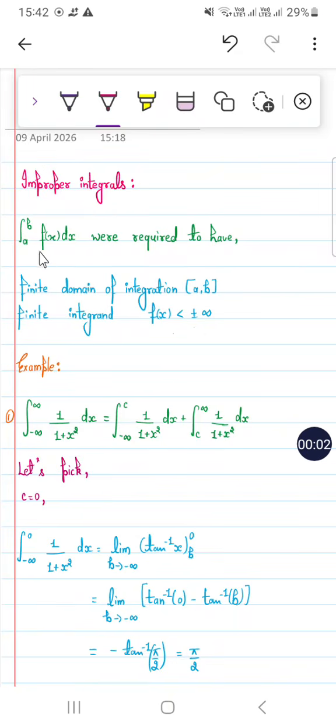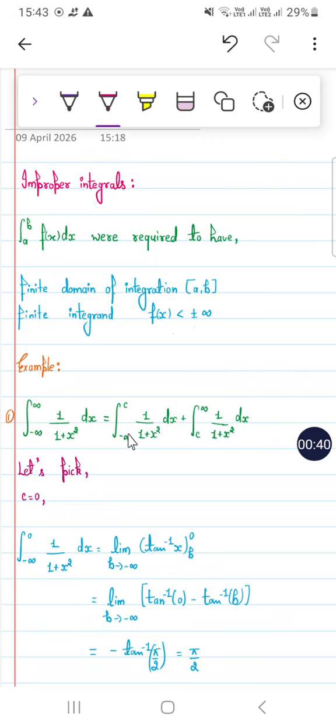Improper integral of a to b of x dx: we are required to have a finite domain of integration or a finite integrand, right? That means f(x) is finite, or the integral limit is finite, otherwise we will call it an improper integral. Now the base example is minus infinity to plus infinity of 1 over 1 plus x square dx. On the basis of this classification, it is of the first kind and the second kind.